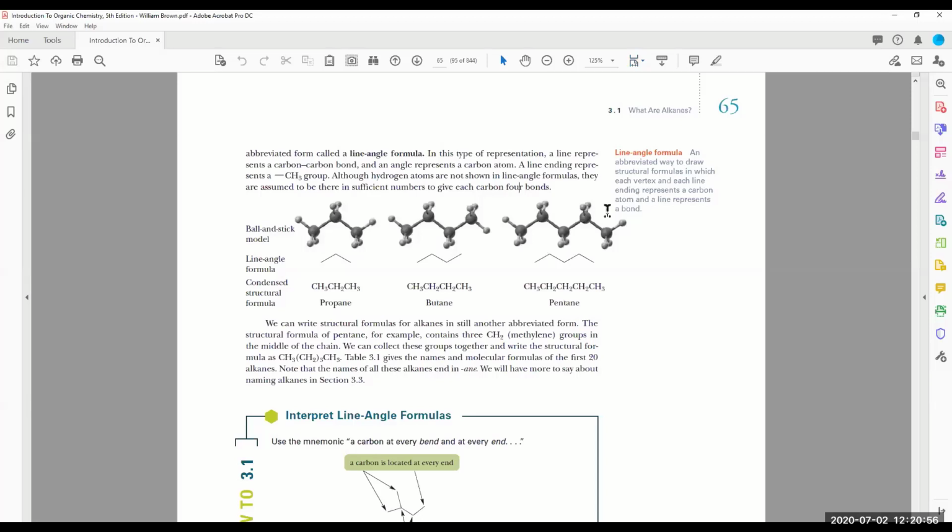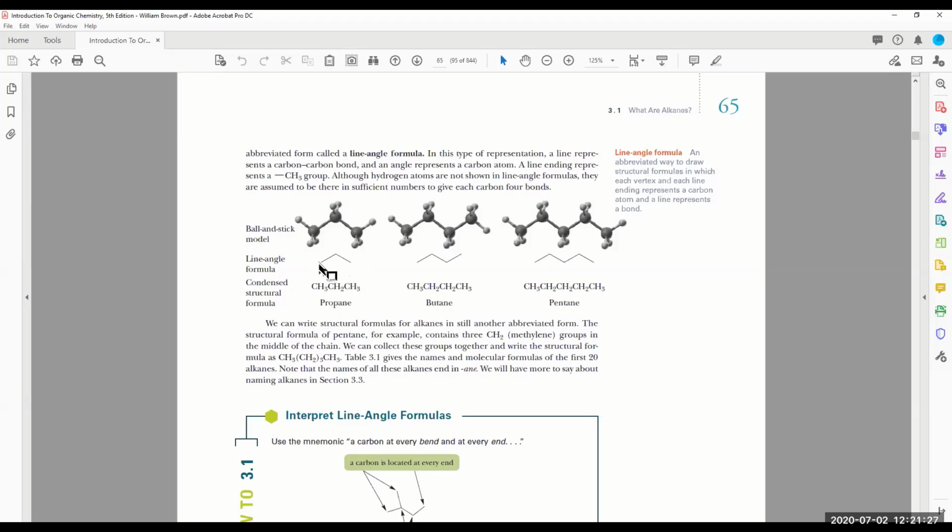Okay, I wanted to talk a little bit more about these line angle formulas. Just to review, here are the line angle formulas for propane, butane, and pentane. They're straight chain alkanes. Remember that at the two ends of the line angle formulas, there's always a carbon. It's not written with the C, but it's always there, and each vertex is a carbon atom.